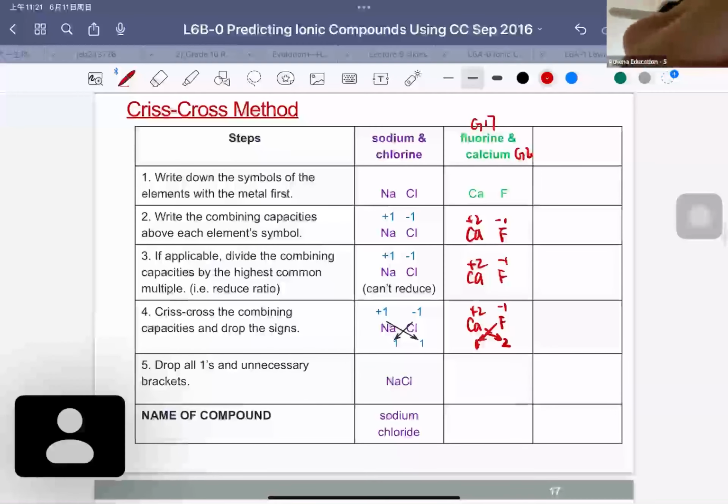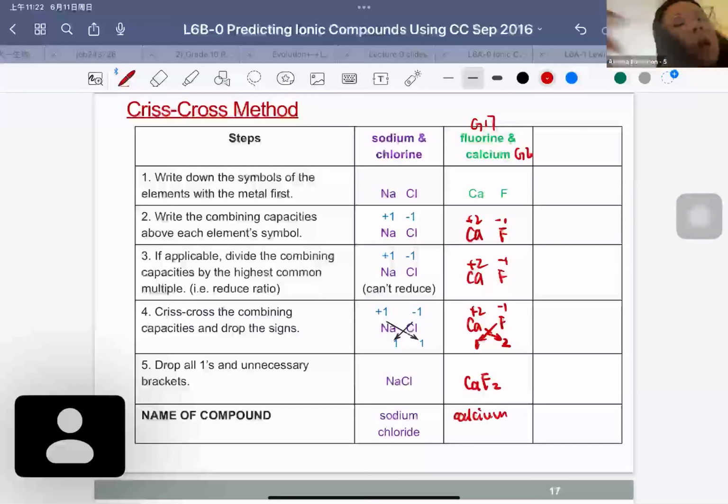Okay, so positive 2 times 1, you have 1 calcium and 2 fluorine. The name goes calcium, where the metal's name doesn't change. And fluoride, INE changing to IDE. Any questions?